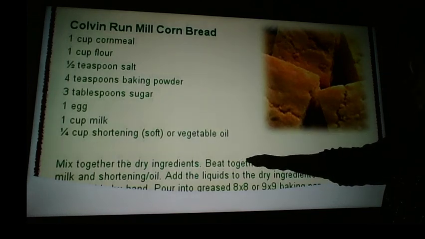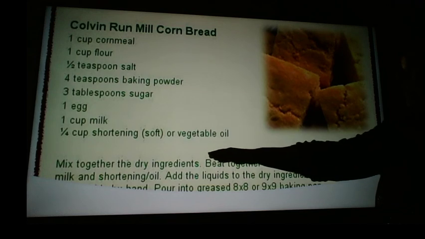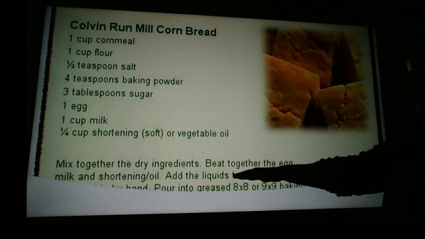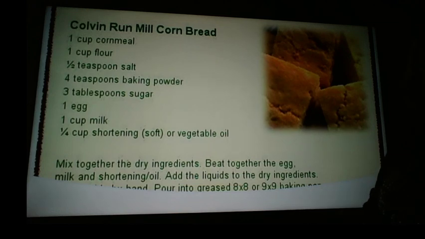Next sentence: beat together the egg, milk and oil. Again, it begins with an imperative verb, beat. Then we have add, pour, cook. So when you look at recipes, look at the beginning word, because that will give you an idea about what an imperative verb is.